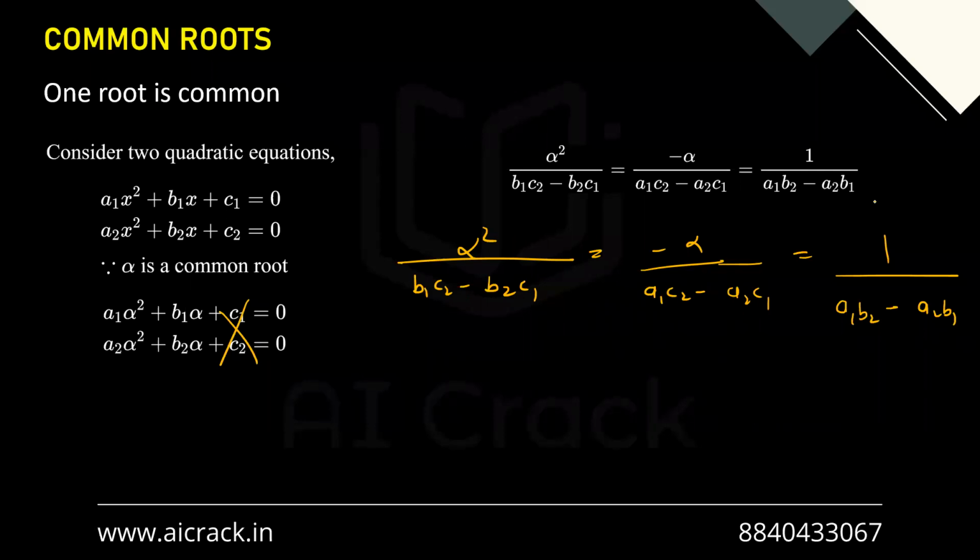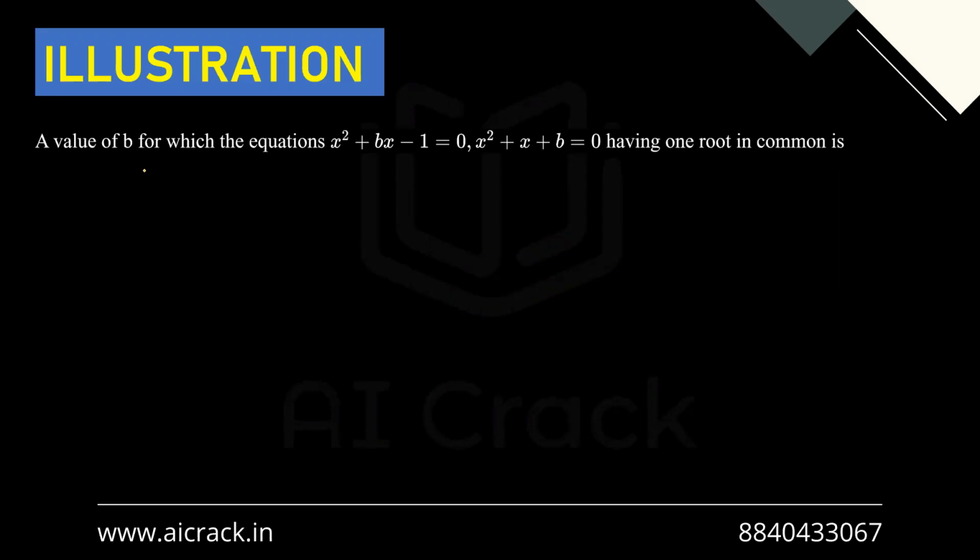So you have to remember this particular condition for finding out the condition when one root is common. Okay. Now let's look at this question. Find the value of b for which the equations x square plus bx minus 1 equals 0 and x square plus x plus b equals 0 have one root in common. So we'll be using that particular condition. So let's say the common root is alpha. So I'll be writing it as alpha square plus b alpha minus 1 equals 0 and alpha square plus alpha plus b equals 0.